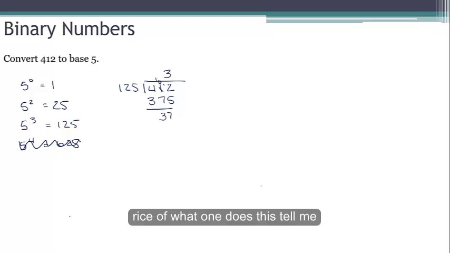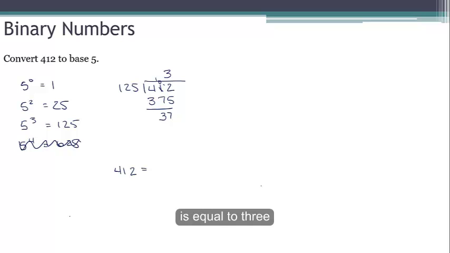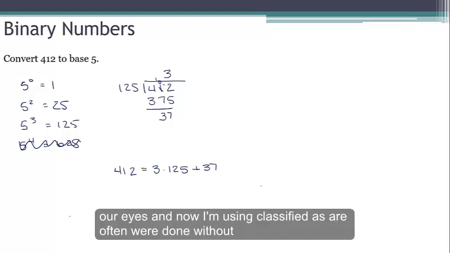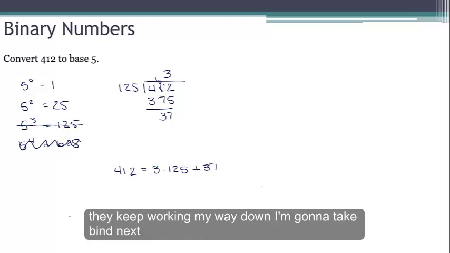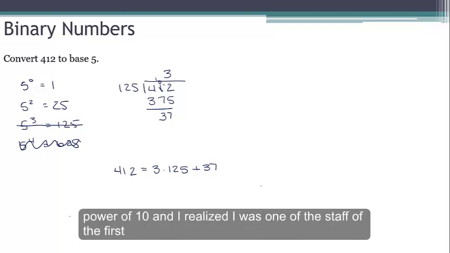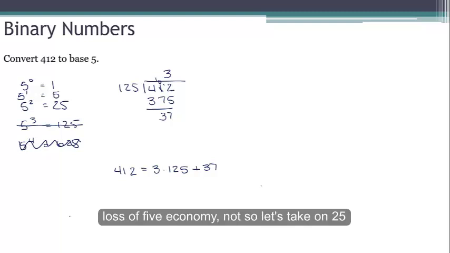All right, so what does this tell me? This tells me that 412 is equal to 3 times 125 plus 37. That's what our division algorithm says. All right, so now I'm going to kind of cross 5 to the third off because we're done with that one. And I'm going to keep working my way down. I'm going to take my next power of 5, and I realize here I left one out. I left out 5 to the first. Right, let's slip 5 in there. We're going to need it in a minute.